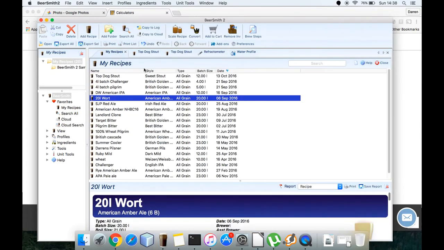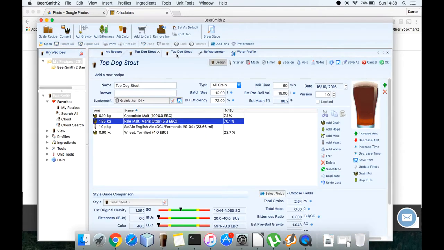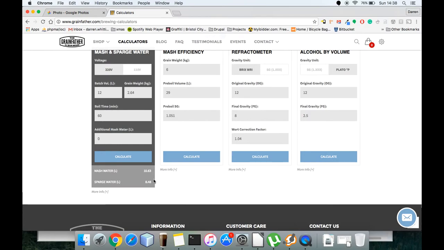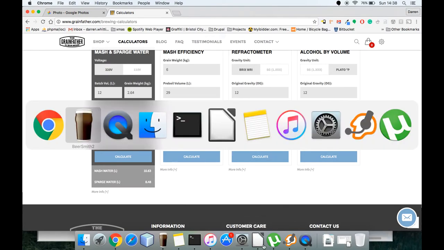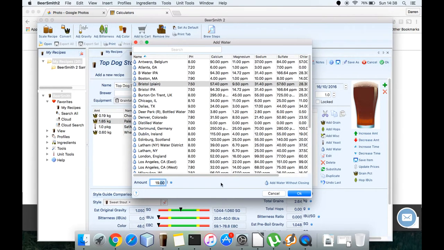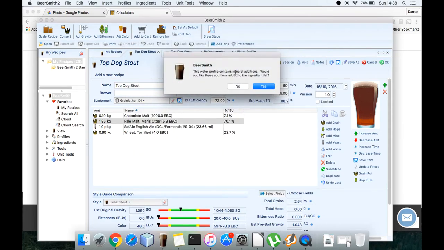So we're going to come back to the recipe at hand. We know which one this is. Yep, this one here. And we're going to add water. We're going to say Bristol water. We're going to add 19 litres of that. Well, let's just do 19 point... How much do we say? Can't see my calculator. I think it was 19.1, wasn't it? So we'll stay there. Let's do 19.1 of Bristol water.